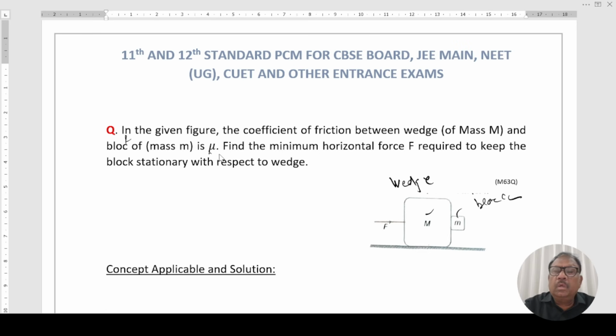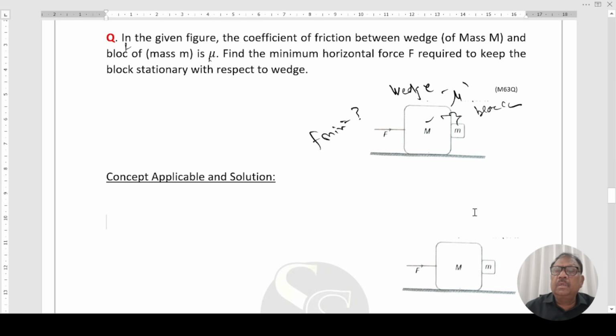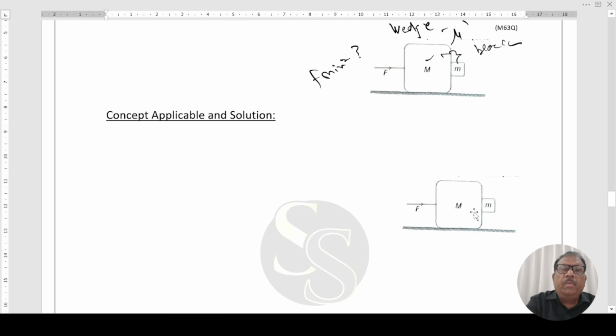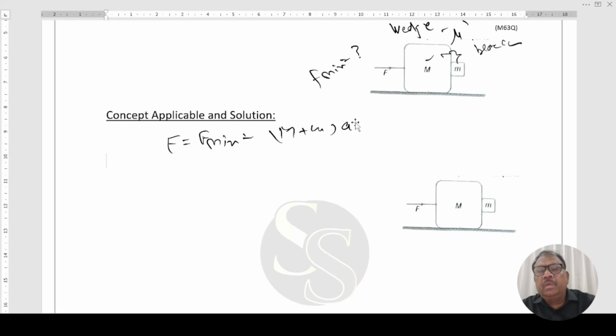The surface is rough, and the coefficient of friction is mu. Find the minimum force F minimum to keep the block stationary with respect to the wedge. In this case, F minimum will be equal to (M plus m) into A, right?